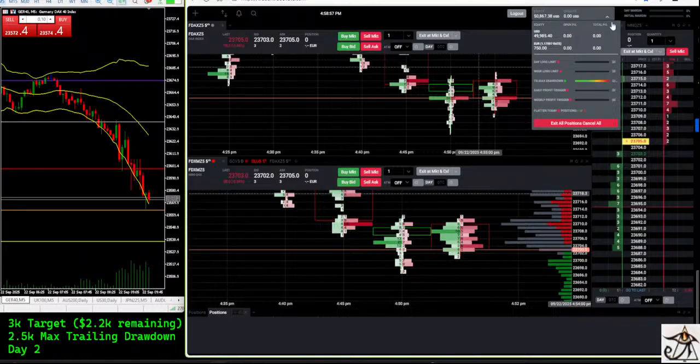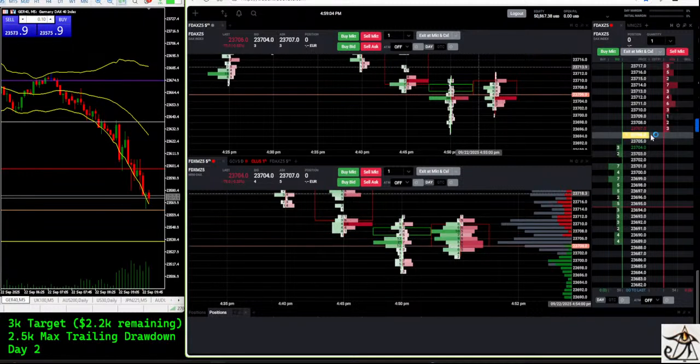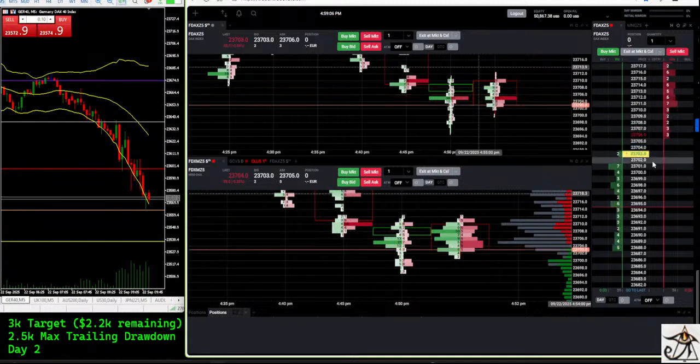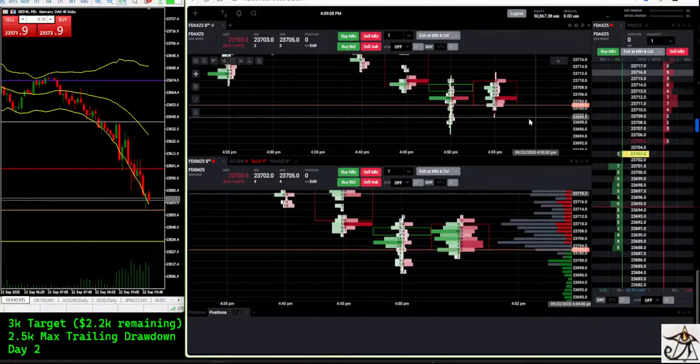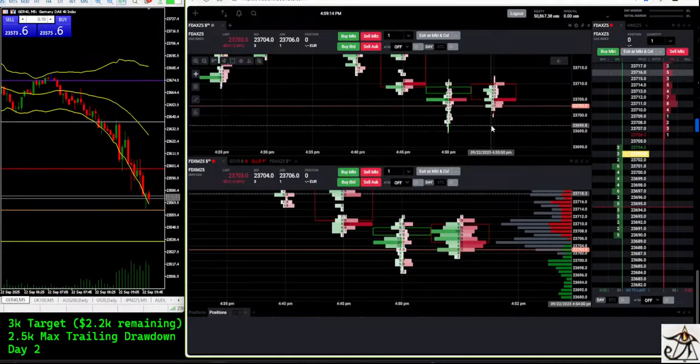So I just need to be mindful of that. Each movement is €25 from point to point. So I don't want to be getting in at 2 contracts, particularly at the open. I want to just maintain a bit of buffer and be able to get in and out.